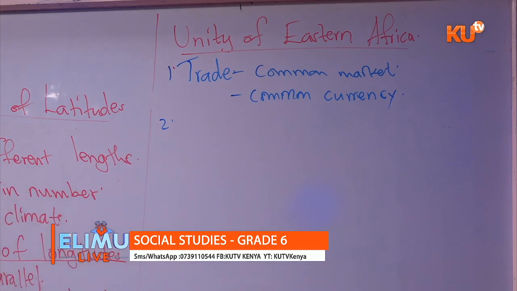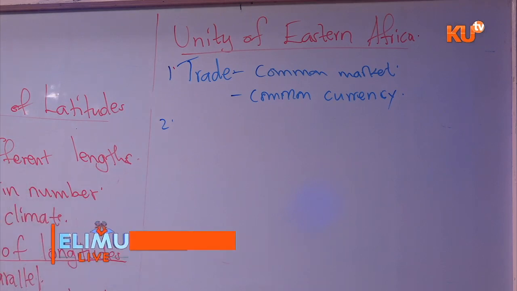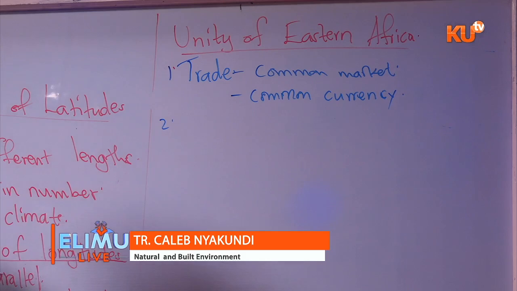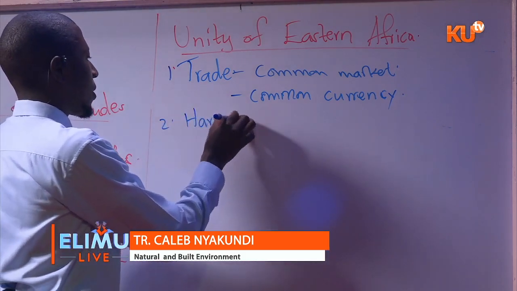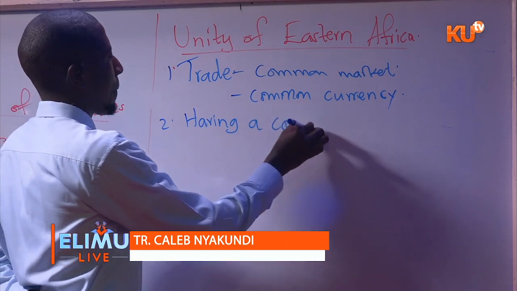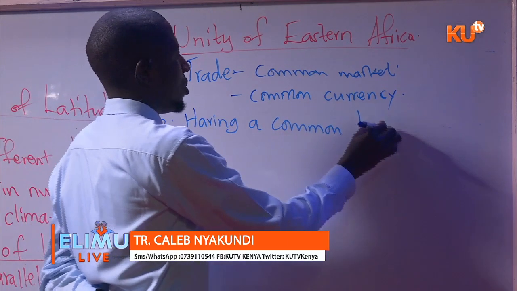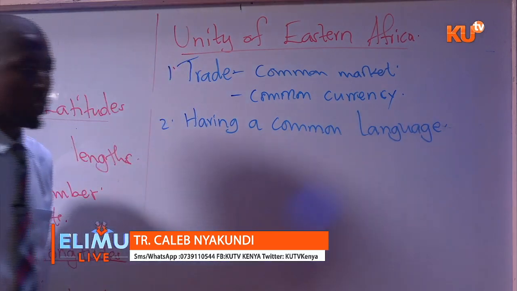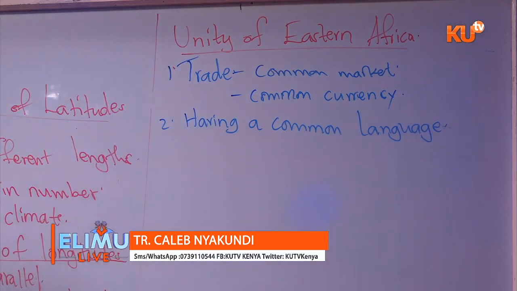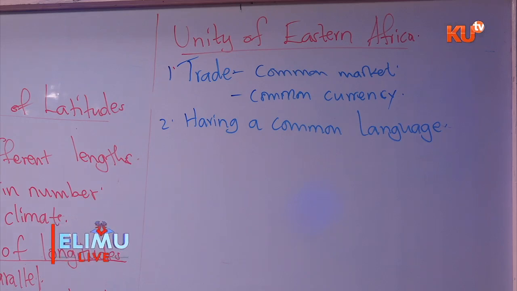Number two, another way of promoting unity in Eastern Africa countries is having a common language. We are from different communities in Eastern Africa, sure. We speak different languages, but we have a language that is rather common to all of us, which is the Kiswahili language.